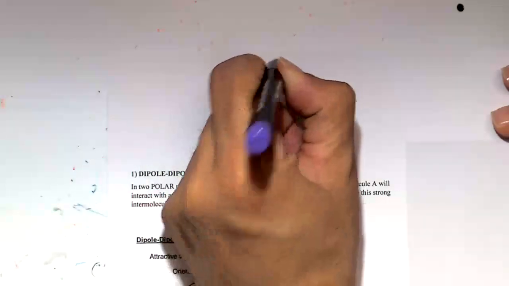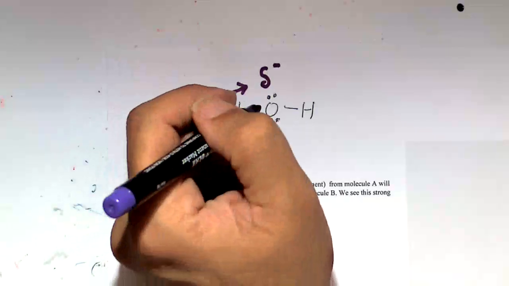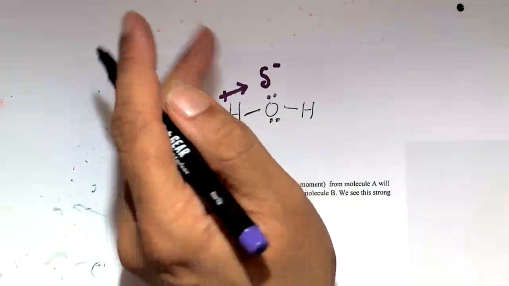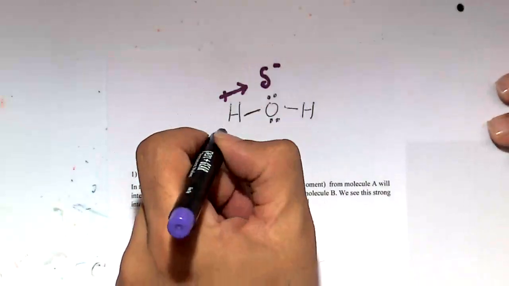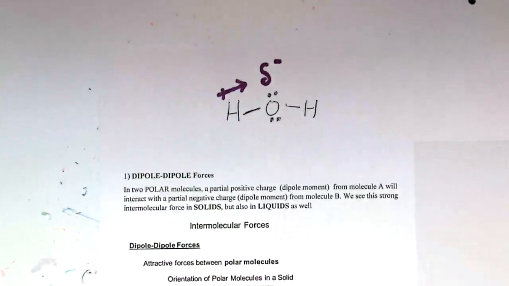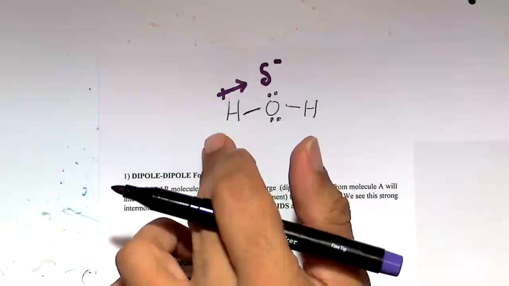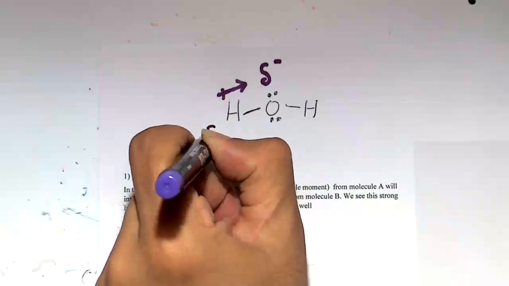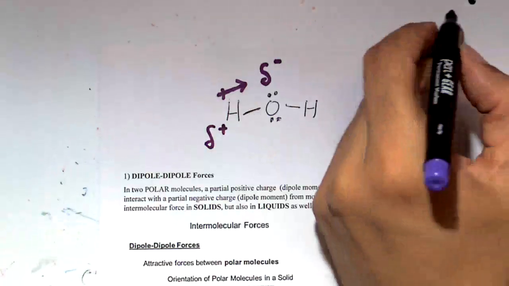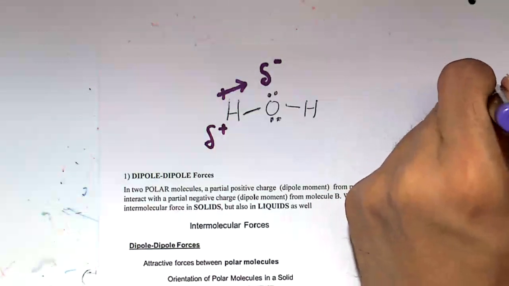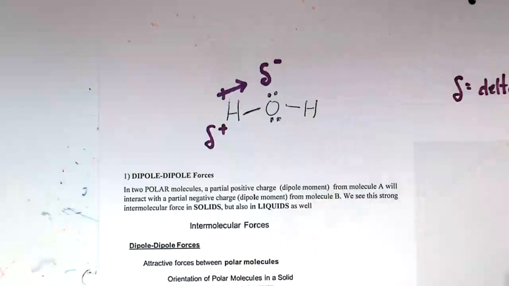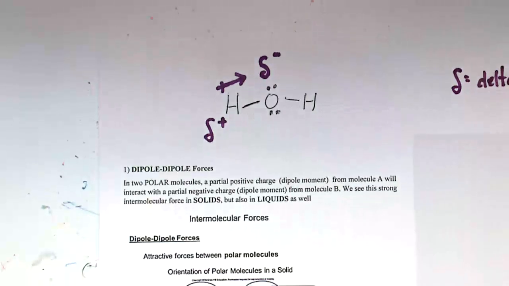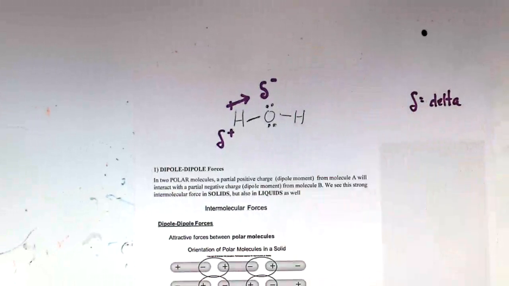And oxygen is electronegative, so it's going to have a partial negative charge. That delta means partial. If that's partial negative, what will this hydrogen be? Remember, it's pulling. So what will this hydrogen be? Partial what? Okay, partial positive. This is delta. It's the Latin letter delta.